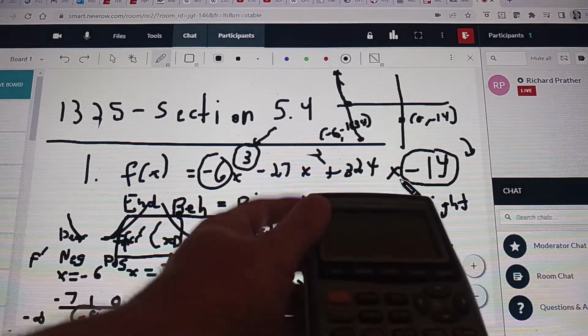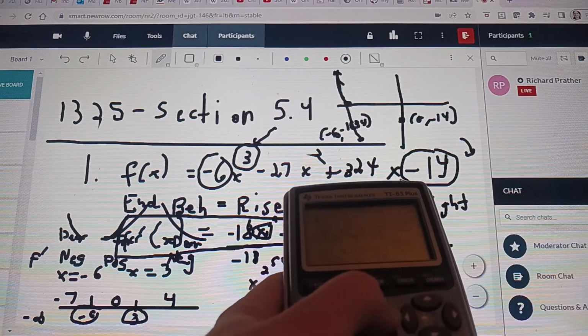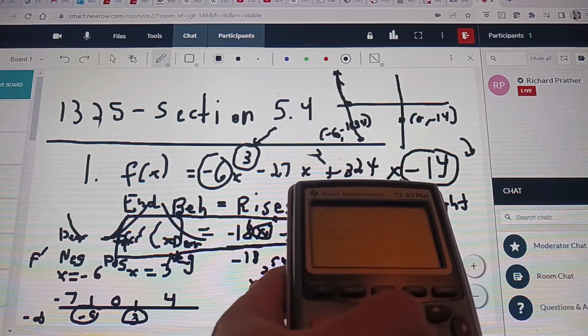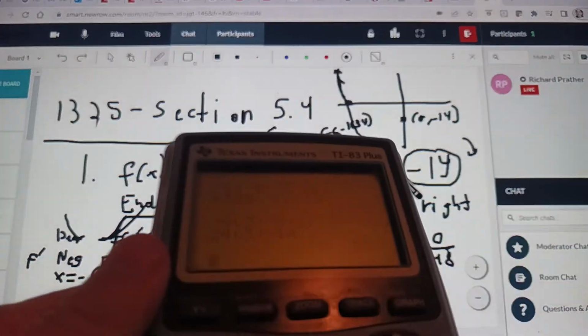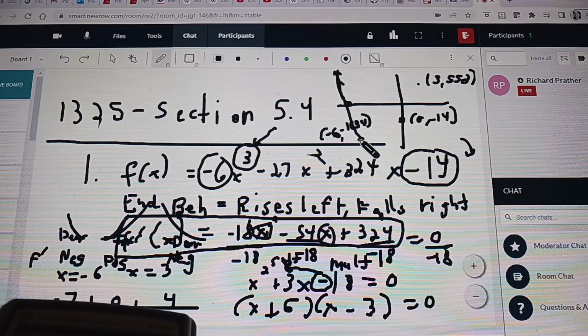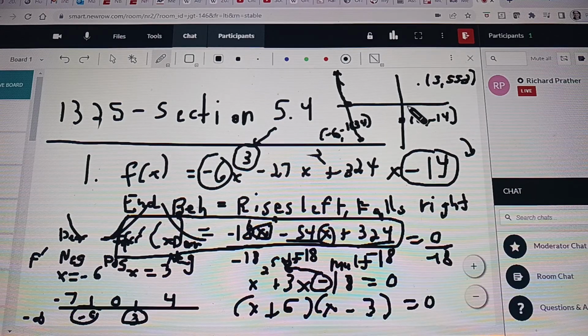So let's plug 3 into the original equation. I got 553 when I plug 3 in. So that's like way up here somewhere. (3, 553). That's going to be the local maximum. So it's going to come down as low as -1634. It'll go back up through the y-intercept, and then when it hits here, then it'll go down all the way and connect up to the end behavior.